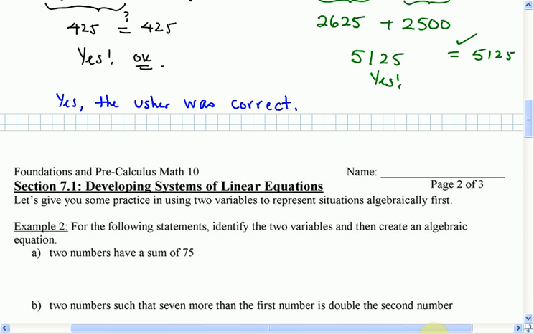It says two numbers have a sum of 75. Okay, now what are my variables? Okay, x and y. But what do they represent? The two numbers. Okay, maybe x will be like the smaller number. Can I use the number sign for number? I'm lazy. Is that okay? And then y is the larger number. Because they are two different numbers. And if I said two numbers have a sum of 75, what does that mean? x plus y equals 75. Done. That's it.